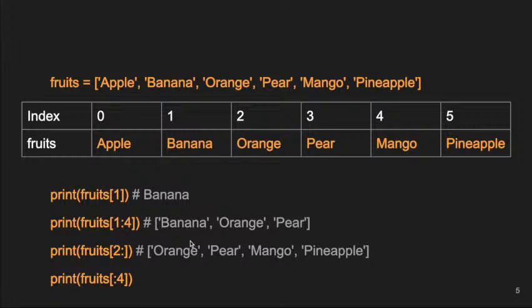All right, then here you see fruits[2:], and then there's nothing else, so you print from index 2 to the end of the list. This is a shorthand method of writing print from index 2 to the end, so that you get orange, pear, mango, and pineapple in your print statement.